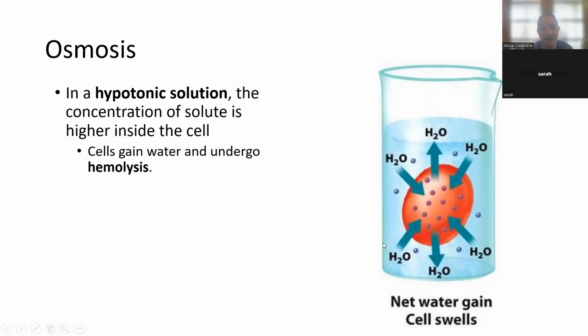So this is not a great situation for your cells to be in because we've got more water rushing into the cell than out. So that can cause the cell to swell. And eventually, if it swells too much, it could burst, right? So the bursting of a red blood cell is called hemolysis, right? Hemo meaning blood, lysis meaning to break apart.